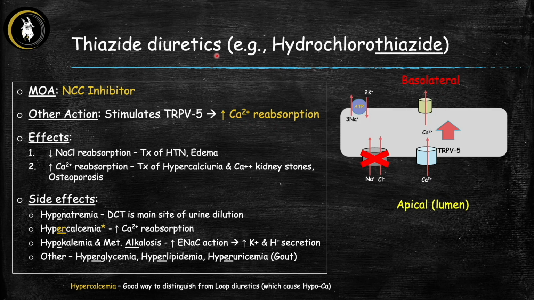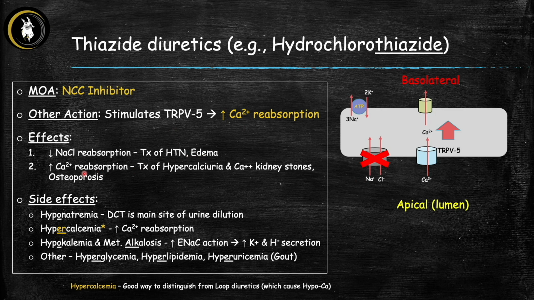And what happens here is that these thiazide diuretics upregulate TRPV5, therefore they're going to lead to an increase in calcium reabsorption. So the main effects of these thiazide diuretics, just to recap, is that they're going to decrease NaCl reabsorption. Obviously, that's their mechanism of action. Therefore, they're used for treatment of hypertension and edema.